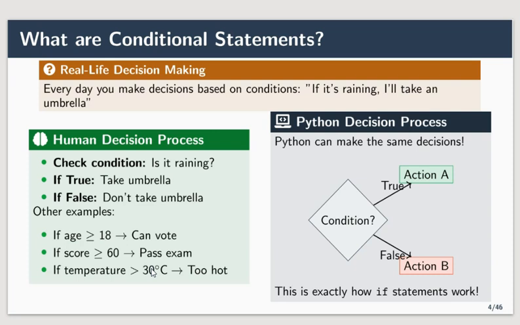Think about your daily life. Every morning you check, is it raining? If yes, you take an umbrella. If no, you don't. This is conditional thinking. Let's look at more examples.